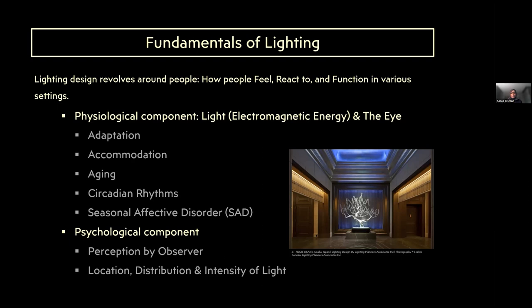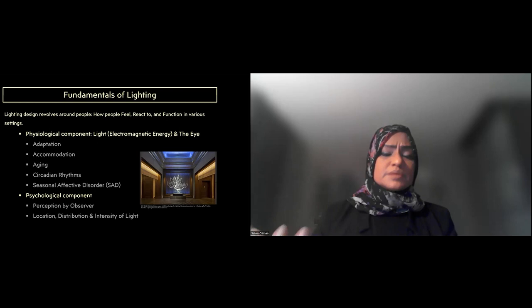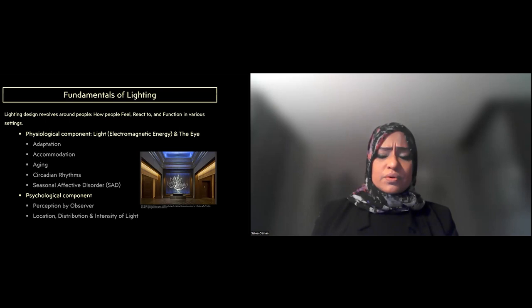So the first one is perception by the observer. And this is very subjective, obviously. This includes attraction and subjective impressions. Visual attraction can occur through enhancing colors of objects or surfaces in the environment, or textures, or adding depth, or enhancing architectural form.